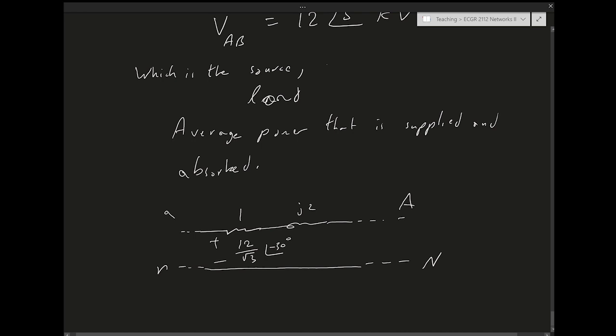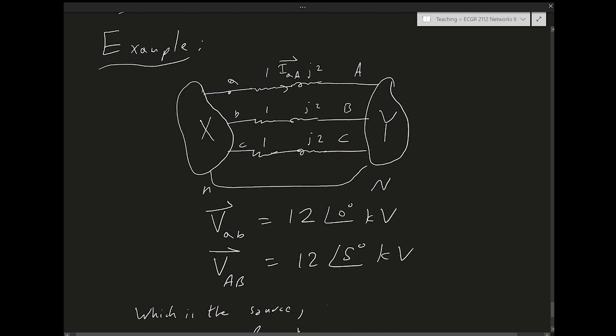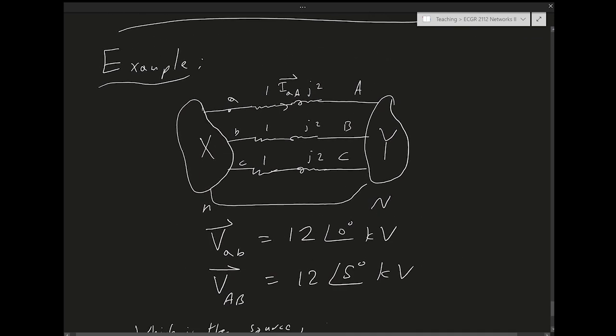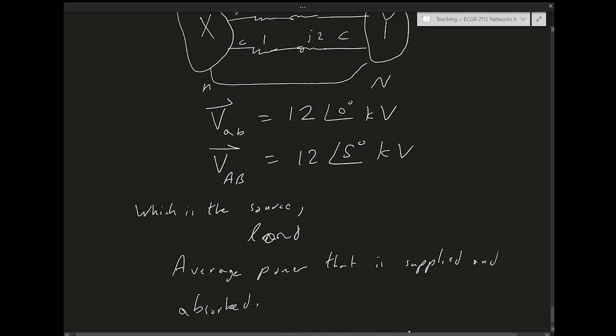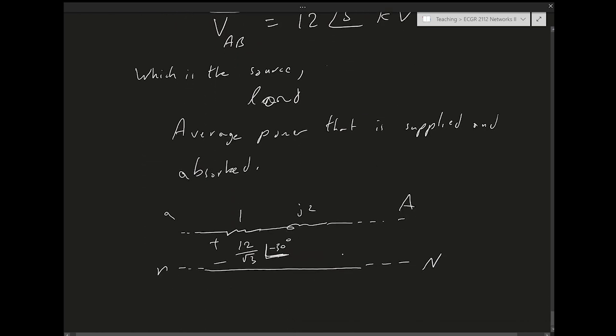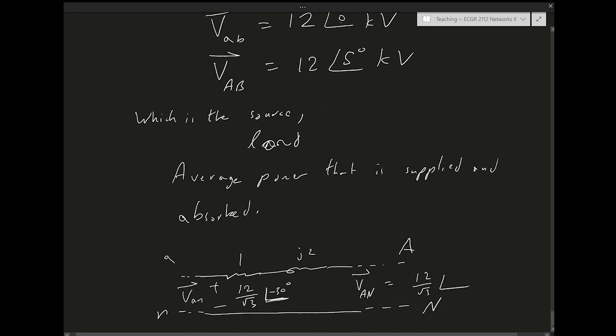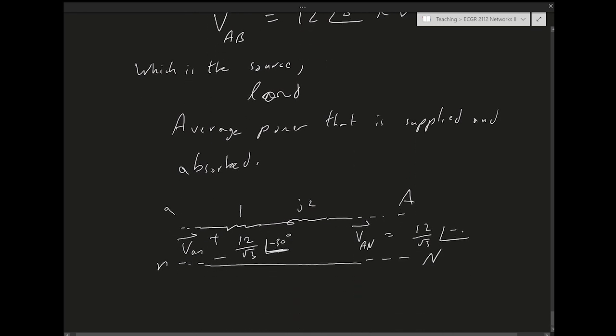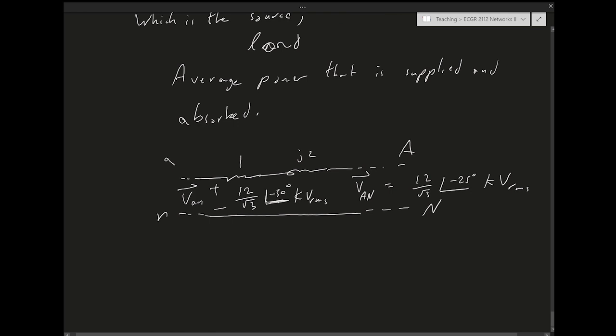Not just divided by square root of 3, it's behind by minus 30 degrees, remember? So we derived that in the previous lecture. So if this is 0, the phase voltage is going to be behind by 30 degrees. This is VAN, small n, and then V capital A, capital N is going to be 12 over square root of 3. This is 5 behind by 30 degrees, is going to be minus 25 degrees kilovolt RMS. Okay. So now we can calculate the current.